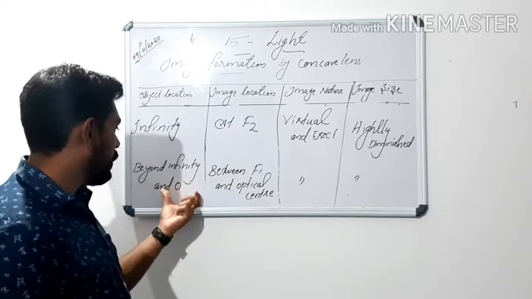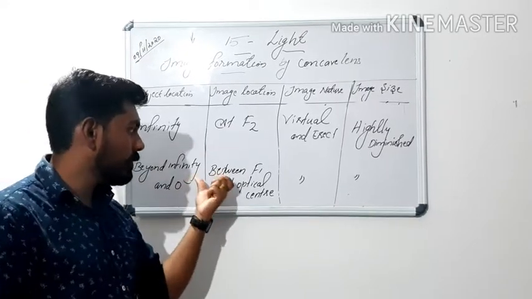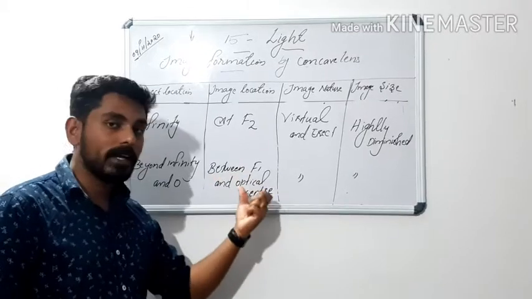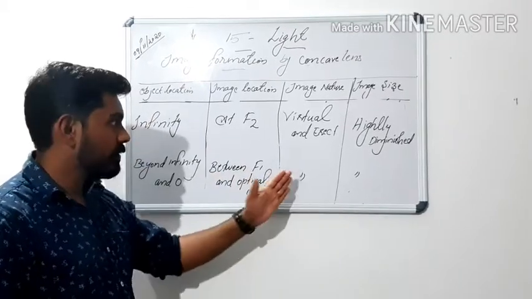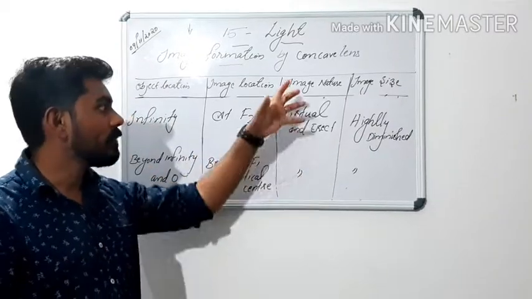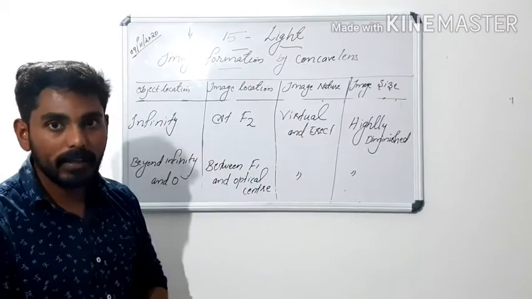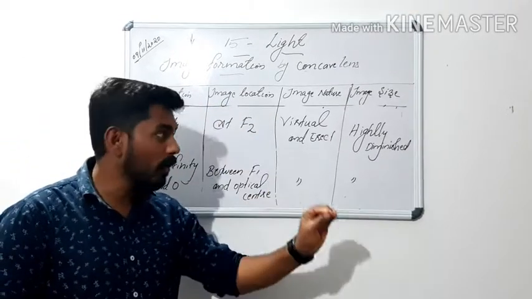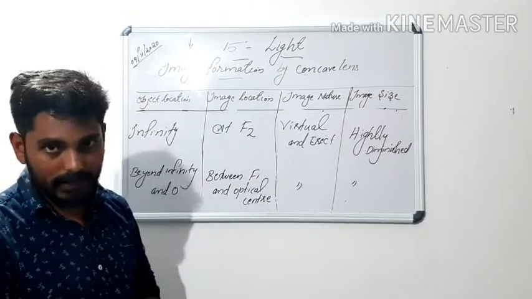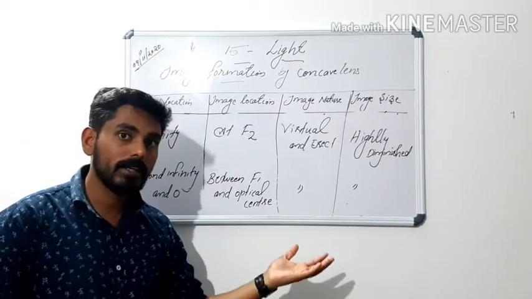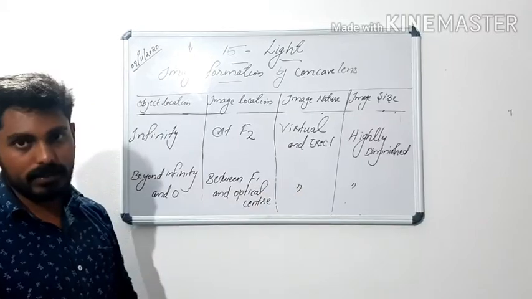So when the object is between infinity and the optical center, the image will be formed between F1 and the optical center. The size of the image is what? Highly diminished, very small, and the nature is always virtual and erect. So the image formed by a concave lens is always small, virtual and erect. So that is about image formation by concave lens and convex lens.